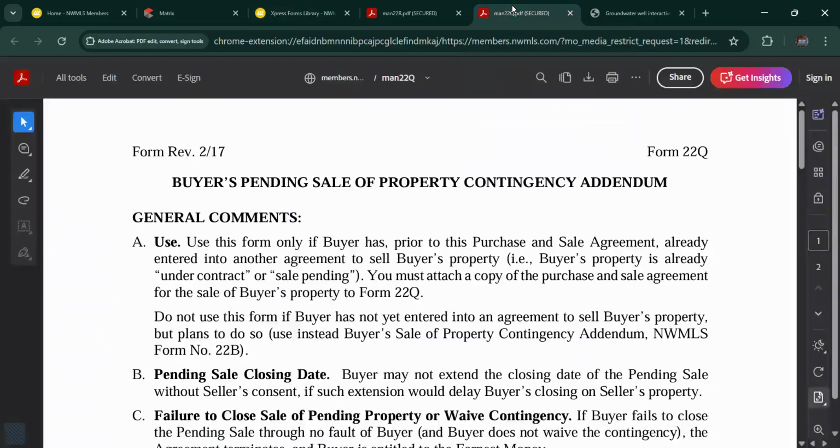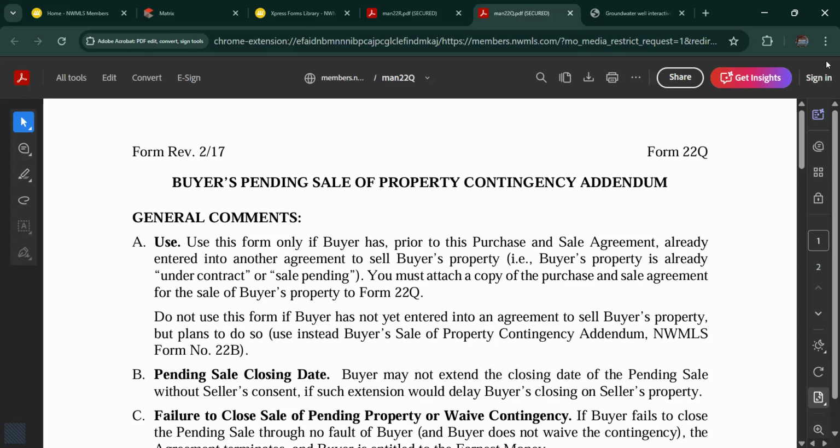Okay, well, let's jump to our first form, which is the 22Q pending sale. Definitely one you guys are gonna be utilizing quite a bit. So, buyer's pending sale of property contingency addendum. General comments: use this form only if buyer has, prior to this purchase and sale agreement, already entered into another agreement to sell buyer's property. An example: buyer's property is already under contract or a sale is pending.